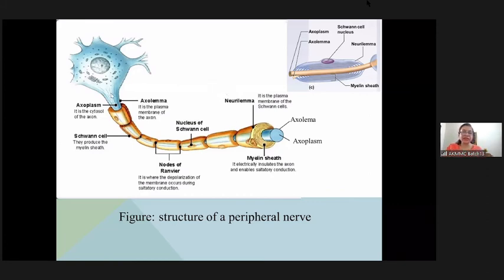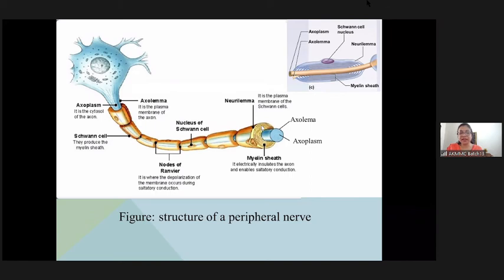This is a neuron and this is a process. What is this process? Single process? Axon. The cytoplasm inside the axon is axoplasm, and the membrane of the axon is axolemma. Okay. Now, this is a peripheral nerve.